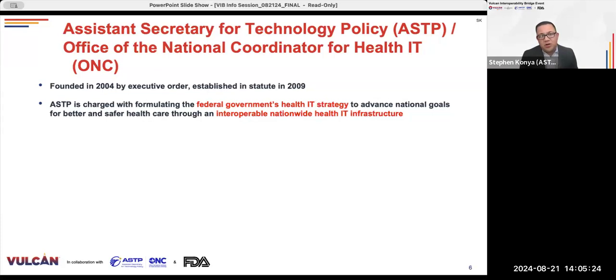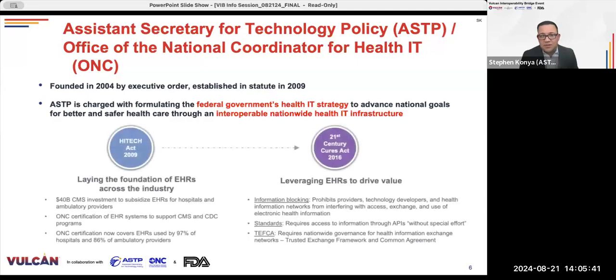And we are the single agency charged with formulating a whole of government, all of federal government health IT strategy, and coordinating that activity across all of government in order to advance the goals of a better and safer healthcare through interoperable nationwide health IT infrastructure. Click, please. And so again, it's these two key acts, the HITECH Act in 2009, that really helped incentivize the adoption of electronic health records and moving off of paper into digital formats as we work to build that national infrastructure. And then it wasn't until the 2016 21st Century Cures Act where we tried to close some of the gaps that were out there around information blocking practices to promote greater interoperability and ideally get greater value out of all of that digital information that's existing today. Next slide.